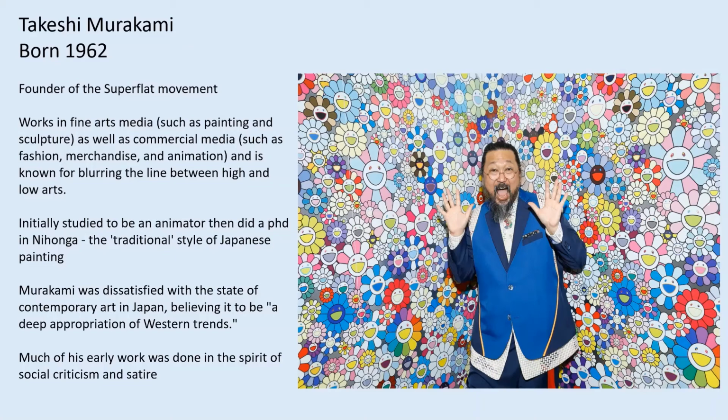Murakami was dissatisfied with the state of contemporary art in Japan, believing it to be a deep appropriation of Western trends. So he was a bit like, why are we trying to do something that you could do in America? We're not America. We're Japan. We can do something with our culture. A lot of his early work was done in the spirit of social criticism and satire, which is probably where that criticism of consumer culture comes from.